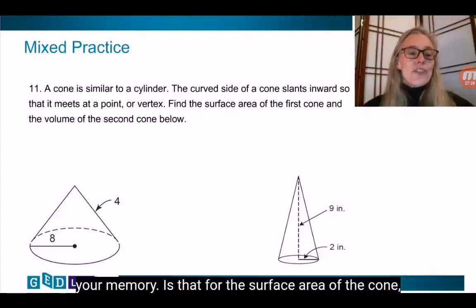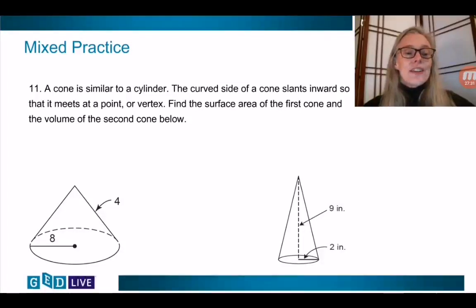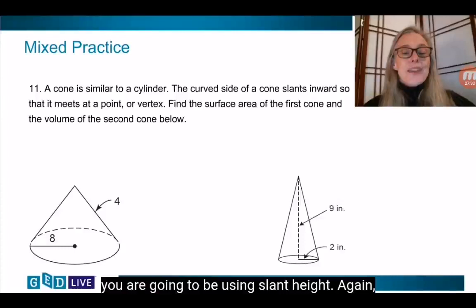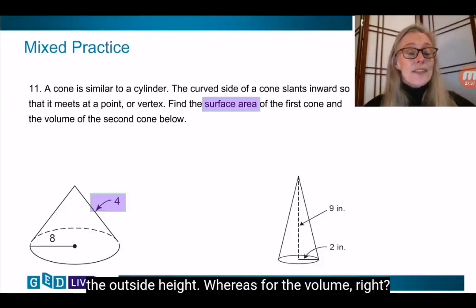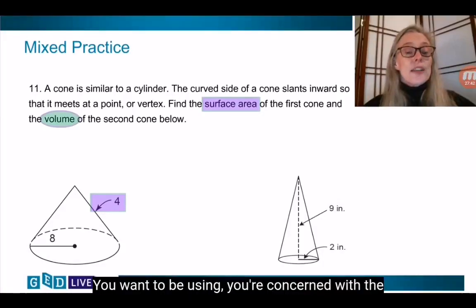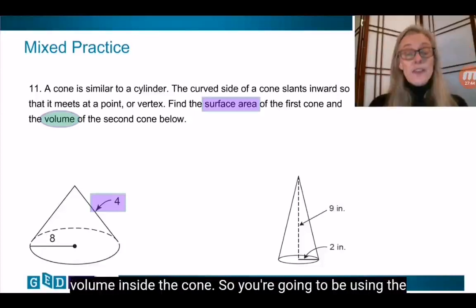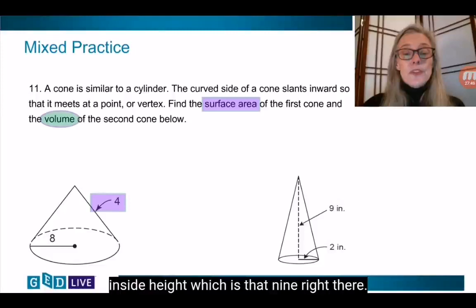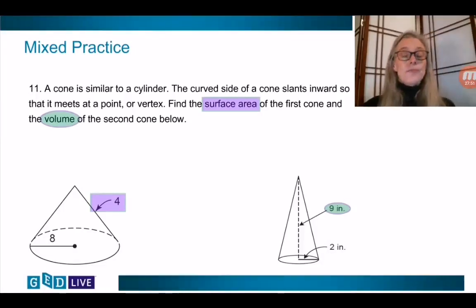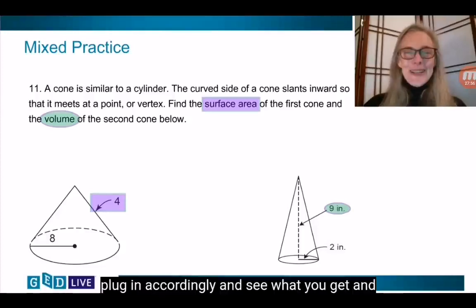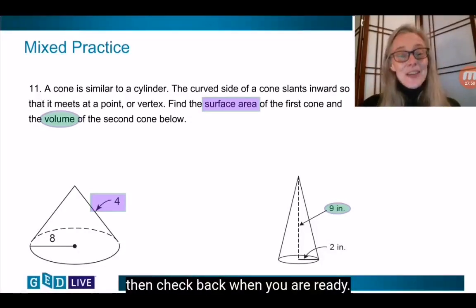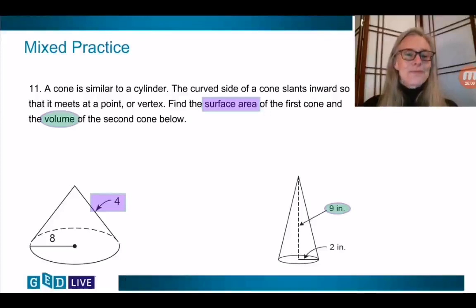is that for the surface area of the cone, you are going to be using slant height. Again, you want the outside area, so you're going to be using the outside height. Whereas for the volume, you're concerned with the volume inside the cone, so you're going to be using the inside height, which is that 9 right there. All right, so go ahead and see if you can retrieve those formulas, plug in accordingly, and see what you get, and then check back when you are ready.